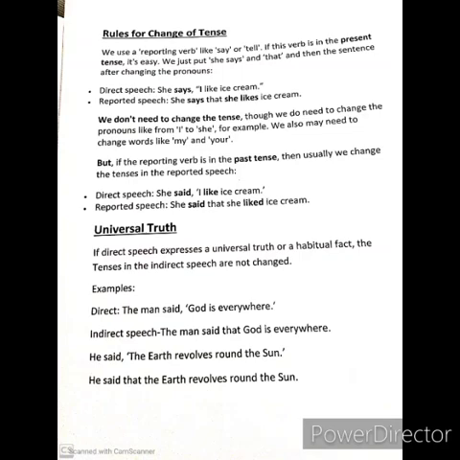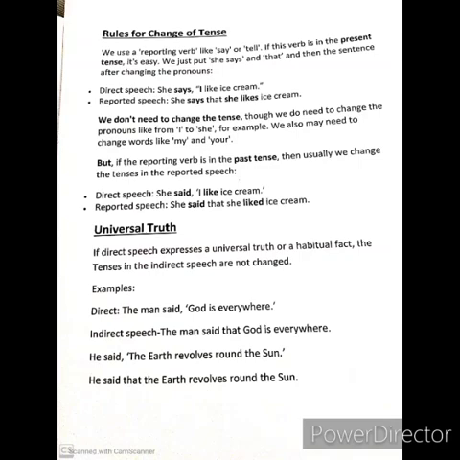See, I have not changed the tense. Why did I write likes? Because I became she, and she is third person singular number. So we don't need to change the tense, though we do need to change the pronoun, like from I to she. We also may need to change words like my and your. My, your, her, his, those are also going to get changed. But if the reporting verb is in the past tense, then usually we change the tenses in the reported speech. So what I said, if the reporting verb is in past tense.